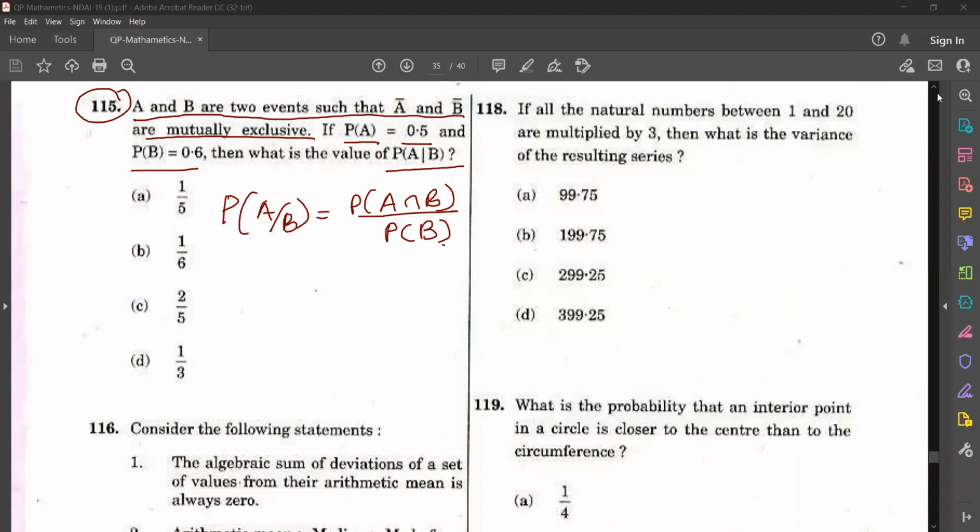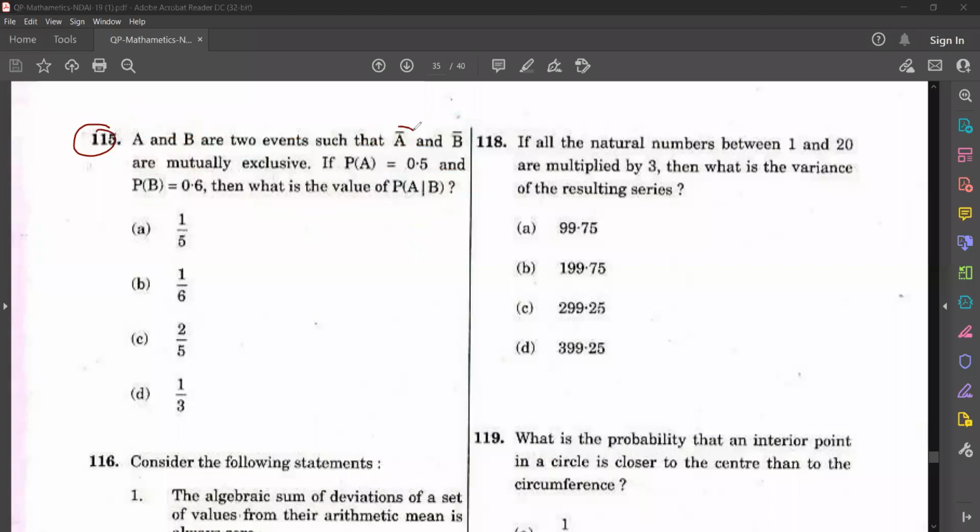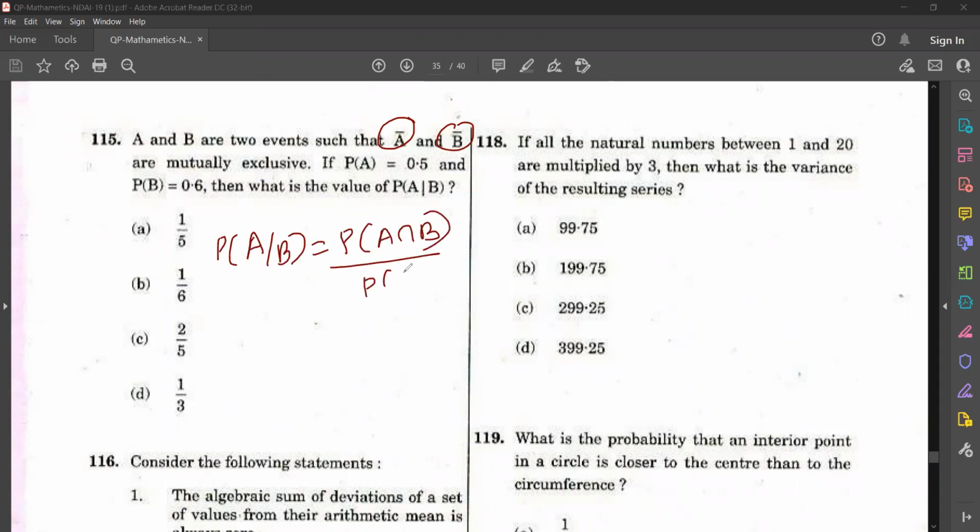Listen, read the question properly. Here it is A bar and B bar, not A and B. If A and B were mutually exclusive, it means there will be no intersection and the answer would become 0. Here they are saying A bar and B bar are mutually exclusive. So we have to find P of A given B. That is P of A intersection B by P of B.